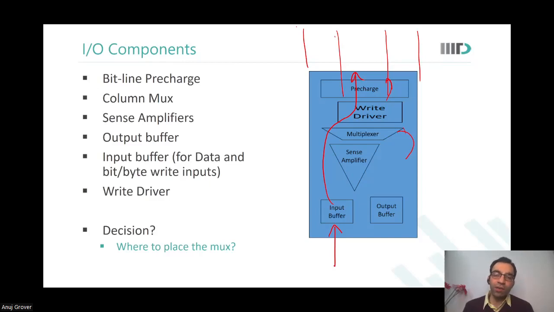So how and where you place your circuits in an IO has a very strong bearing on the area and performance trade-off. Are you able to see this? Any questions?